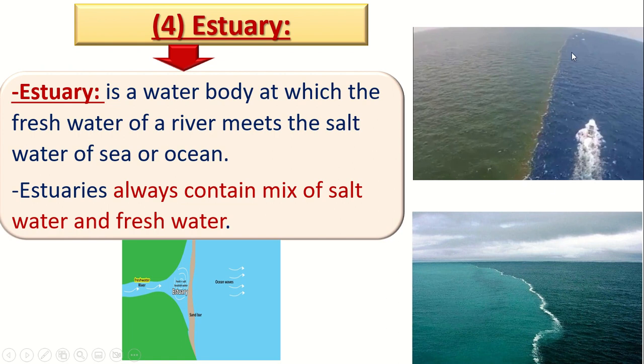Like we can see in this picture, and this is the estuary. Subhanallah, this is in Al-Quran Al-Kareem: بينهما برزخ لا يبغيان. That means both types of water are not mixed together. لا يبغيان means that they are not mixed together, and this is called estuary. So the estuary is a water body where the fresh water meets the salt water, and it contains both salt water and fresh water.